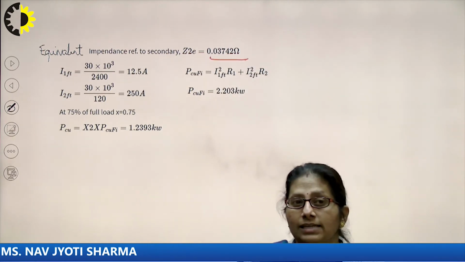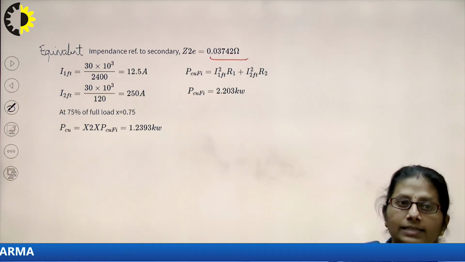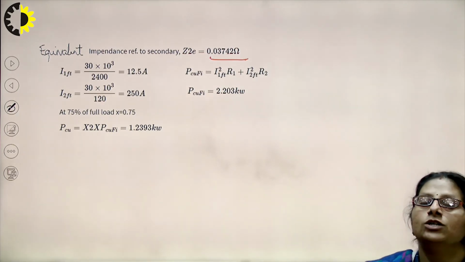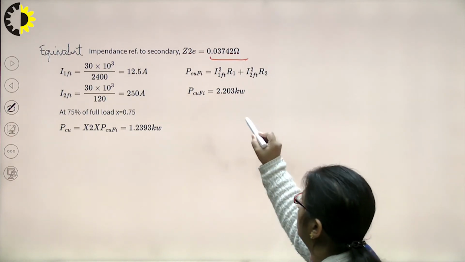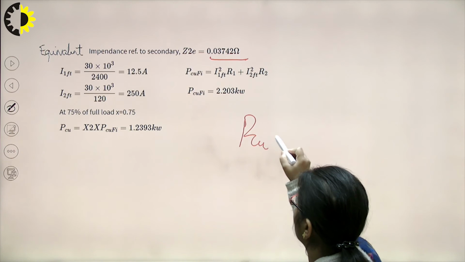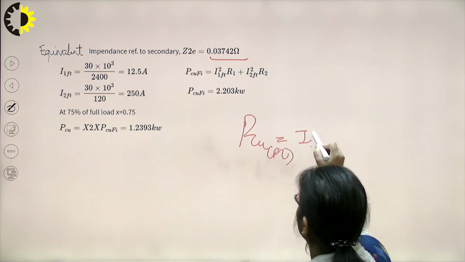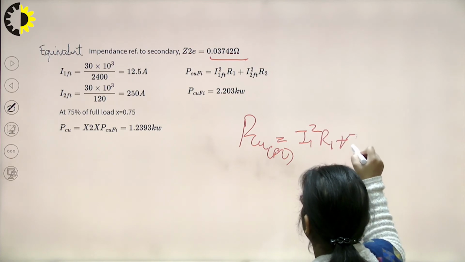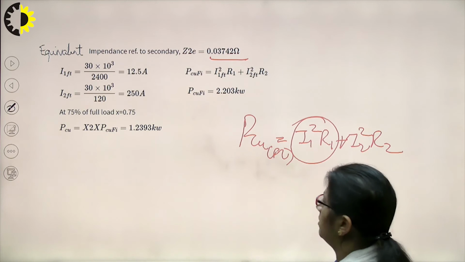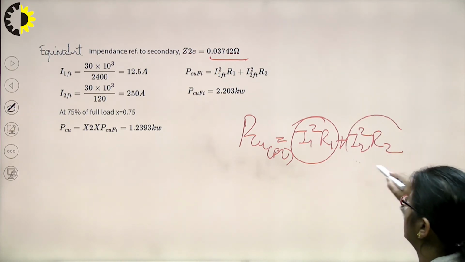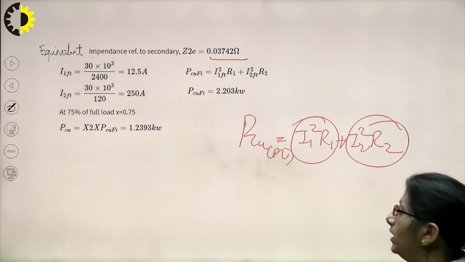What is being asked at the last is, what will be the copper losses at full load and at 75% of the full load, right. To have the copper losses, we know the formulation for the total copper losses at full load can be given by I1 square R1 plus I2 square R2. These are the copper losses occurring in the primary, and these are the copper losses occurring in the secondary. So, the total copper losses can be given this way.